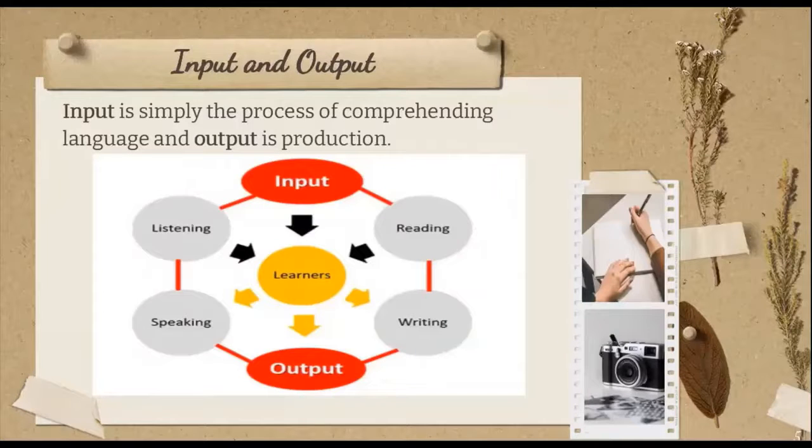Input and output. Input is simply the process of comprehending language and output is production. So input refers to the processable language the learners are exposed to while listening or reading. The output, on the other hand, is the language they produce, either in speaking or writing. As the figure shows, there is an interdependence between the input and the output. The four skills are interconnected to serve the learner's interlanguage development.